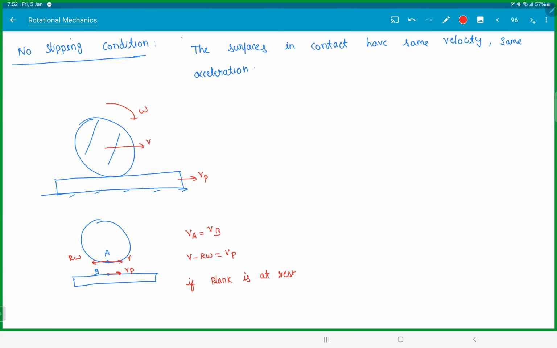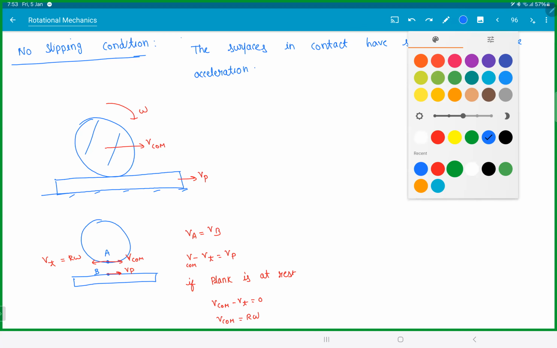Just to be clear here, this is another mistake people do. They think you got V is equal to R omega because of rotation. This is actually V center of mass minus V tangential is Vp. If plank is at rest, V center of mass minus V tangential is 0. V center of mass is R omega. Are you getting? V is equal to R omega you didn't get from circular motion. What we got here is V center of mass is V tangential. V tangential is R omega. That came from circular motion. So this is the most common blunder. What is no slipping? V is equal to R omega. Don't write that. Always check.